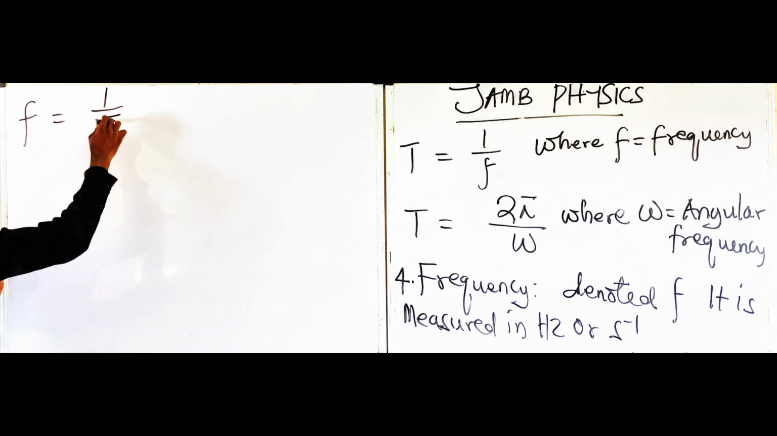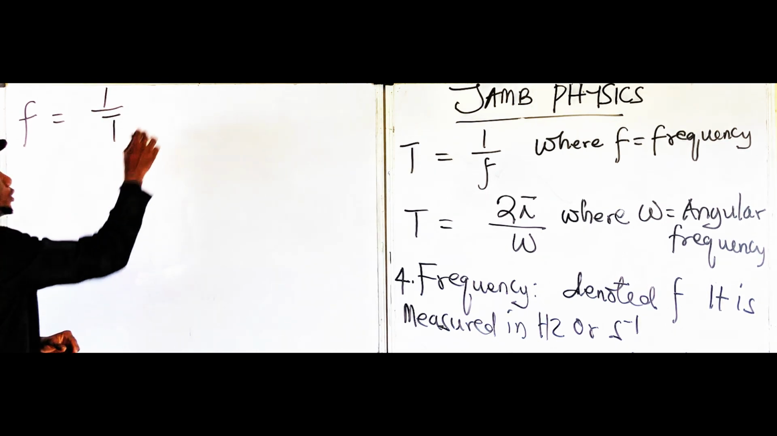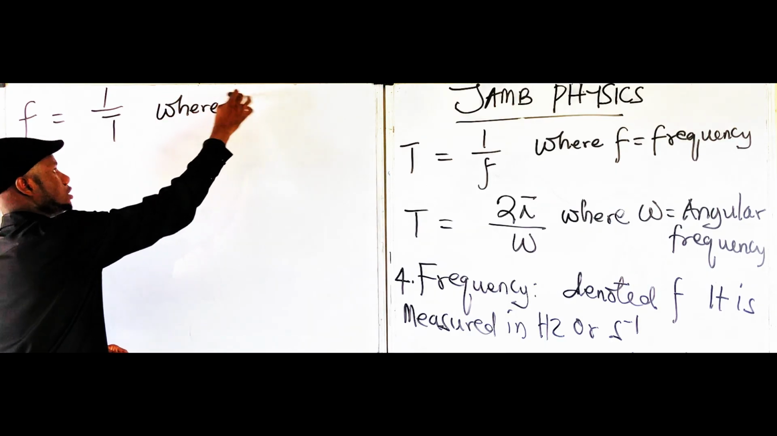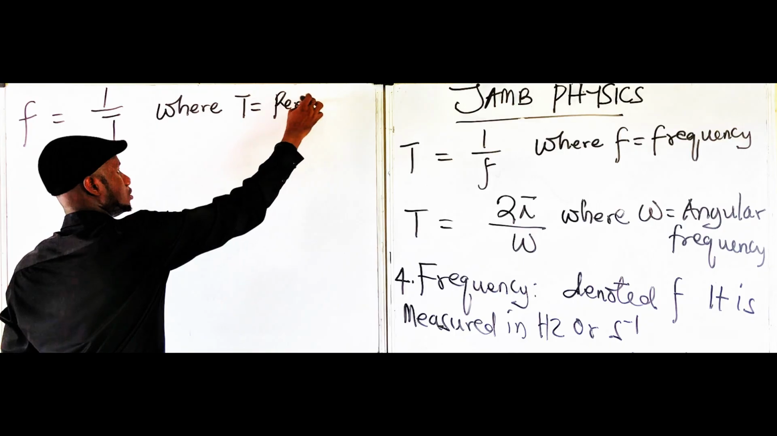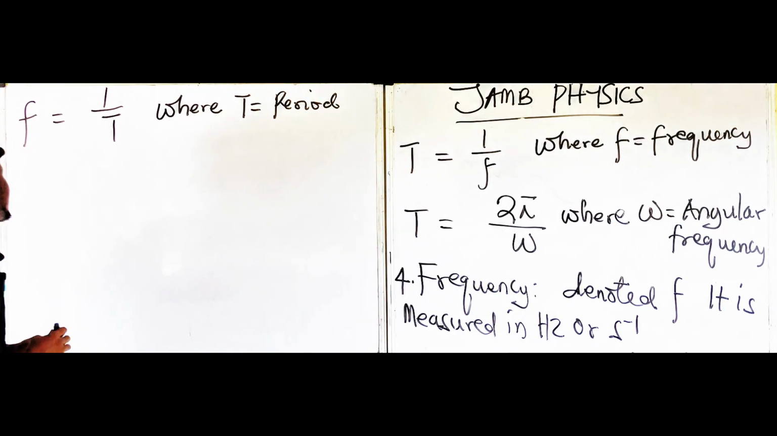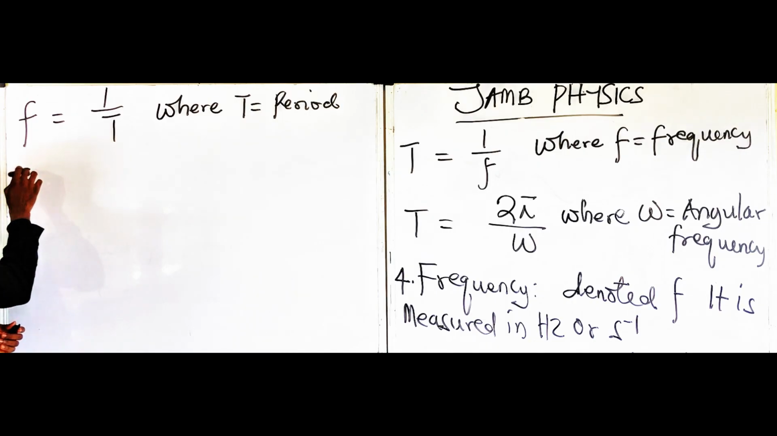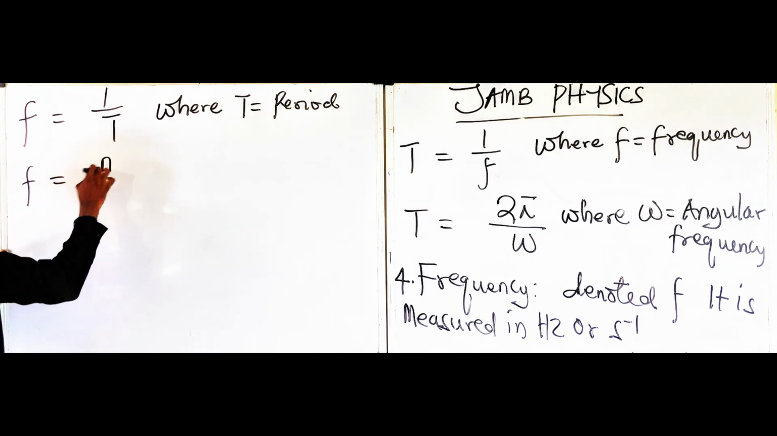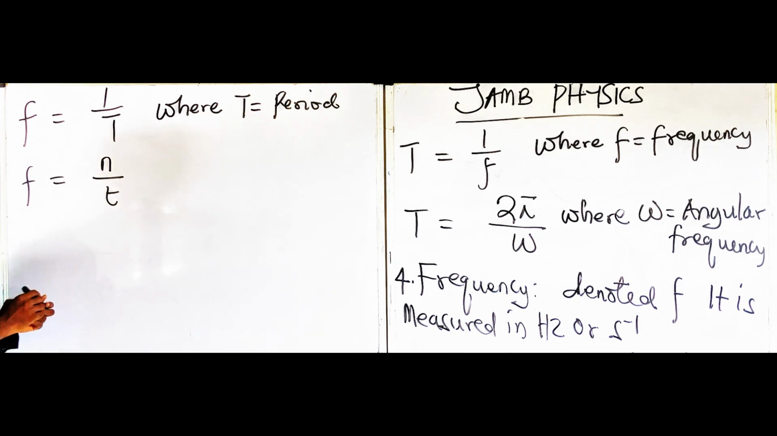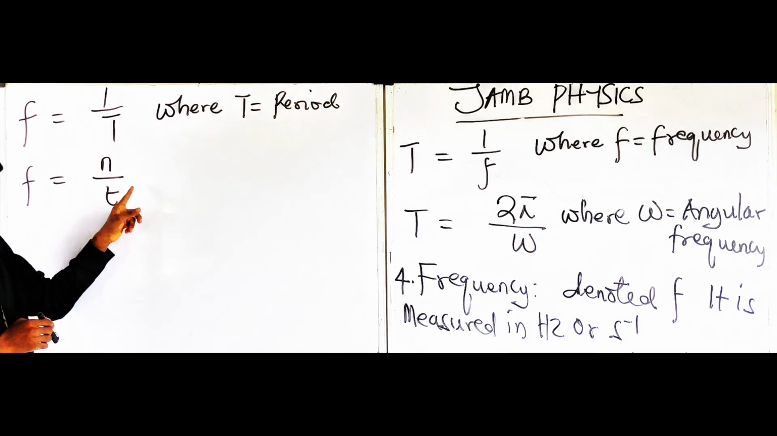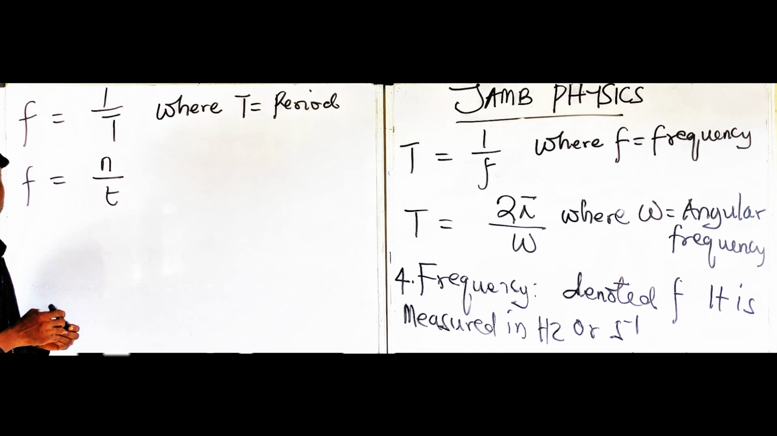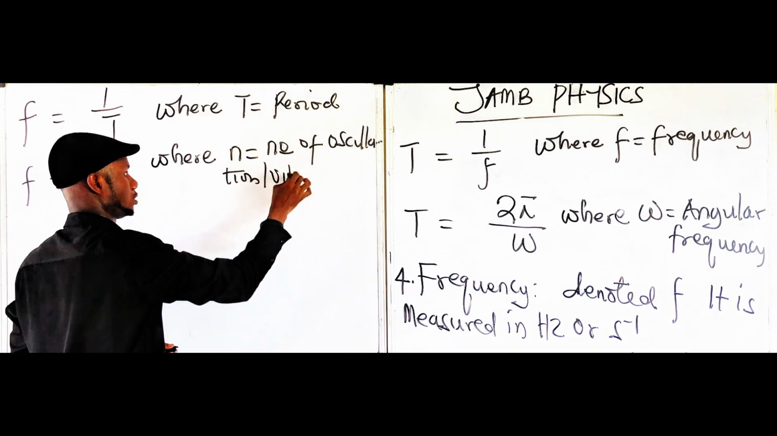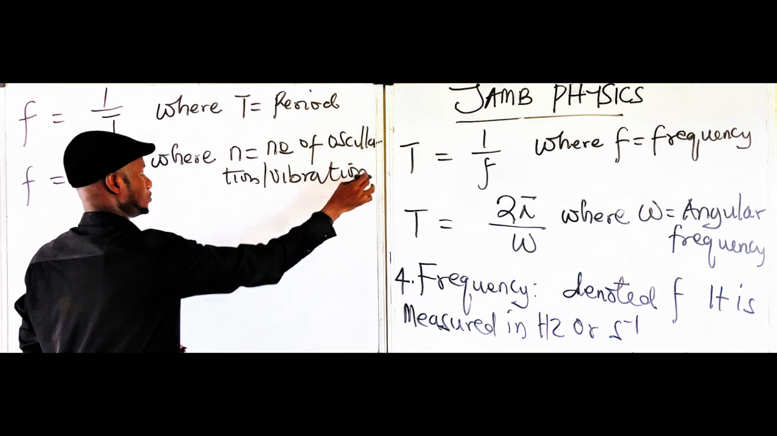Now, this is the mathematical expression of frequency when period is given to us, where T is equal to period, okay? Now, the next one here is said to be F is equal to N over T. This is the mathematical expression of frequency when number of oscillation is given to us. Please take note. Where N is equal to number of oscillation or vibration. Please take note.